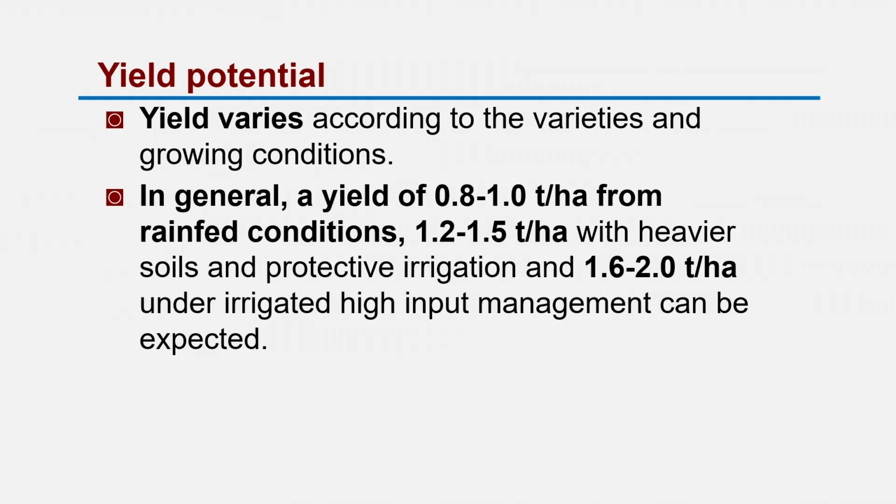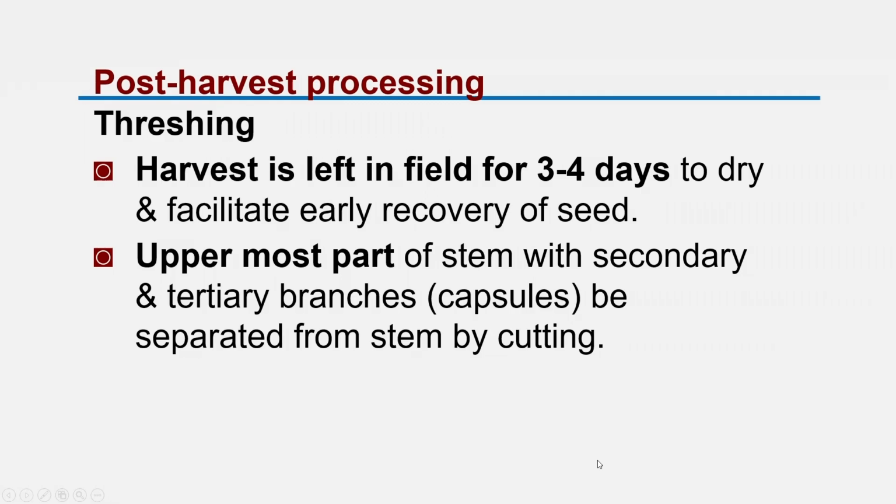So, you can see that yield under irrigated condition is almost double than the rain-fed conditions. So, value of water is really very important. So, if we convert it into irrigated crop, we can harvest more seed yield from the linseed crop.